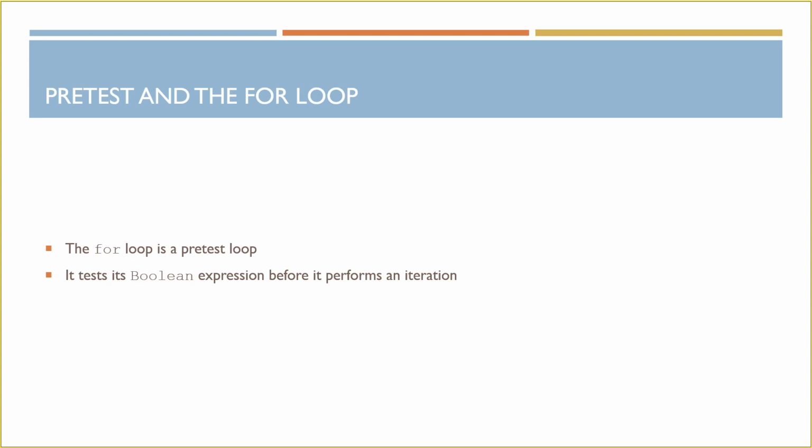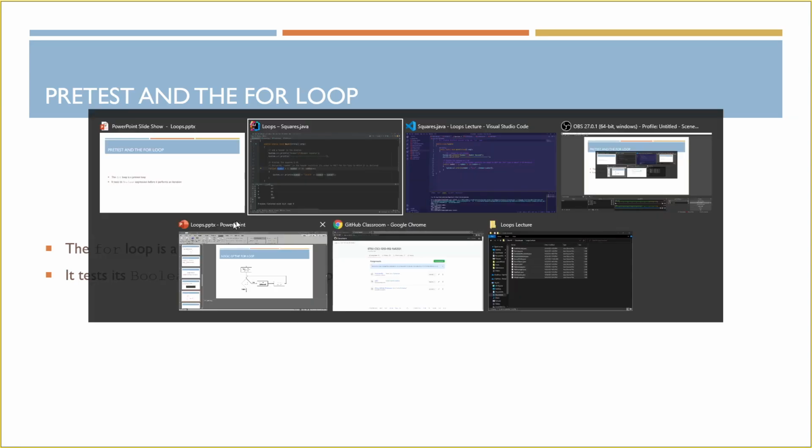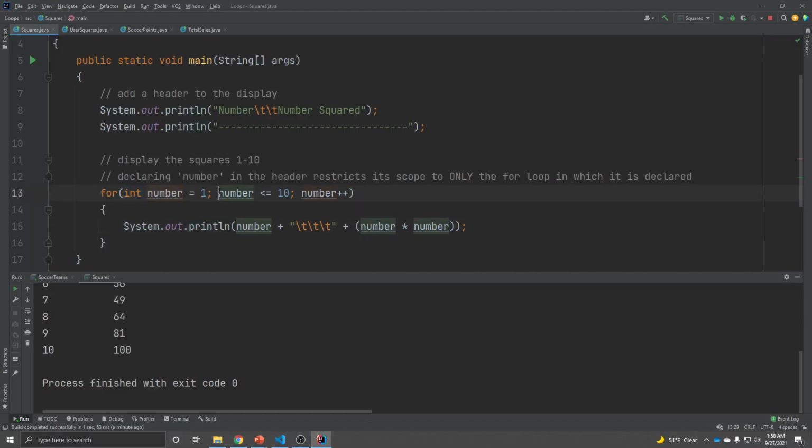The for loop is a pre-test loop, just like the while loop. It's going to test that expression before it performs an iteration. So hint, hint, if you see on a quiz, is a for loop a pre-test or a post-test loop? It's a pre-test loop. It's going to test this condition right here, number less than or equal to 10, before it executes this at all. So if I gave number an initial value of 100, the for loop is going to test, is 100 less than or equal to 10? No, it's not. I'm not even going to execute any of these statements. That's a pre-test loop.